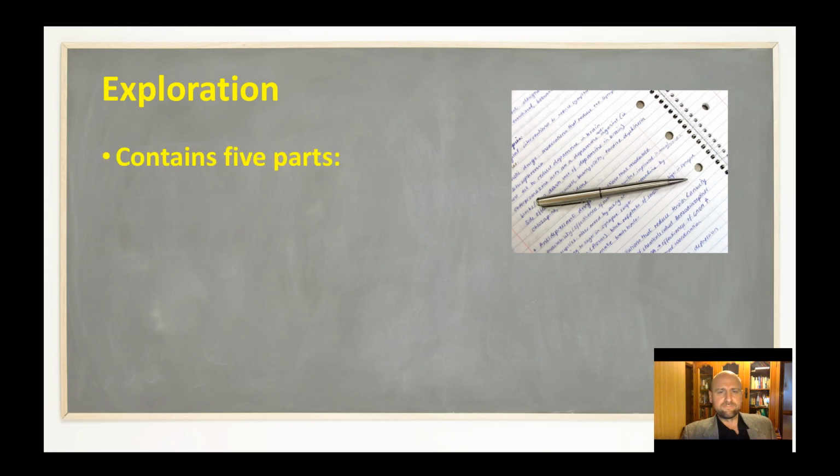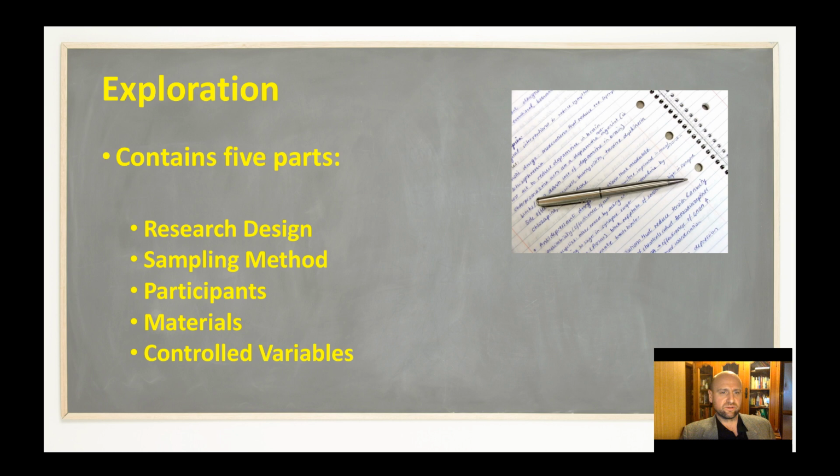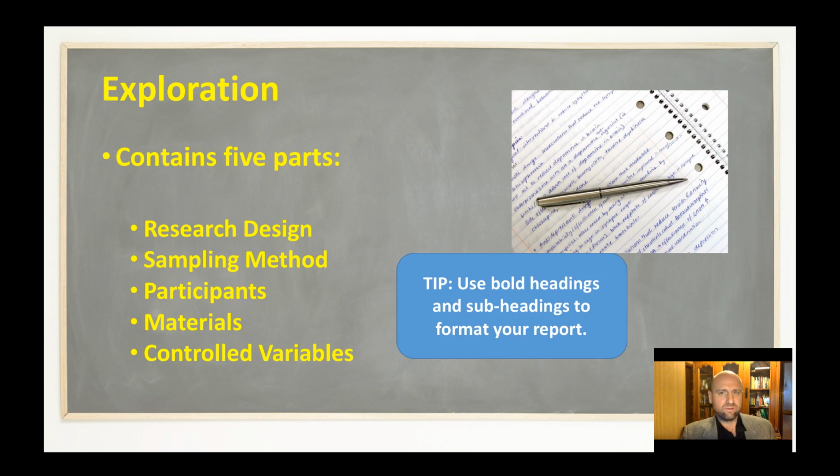Alright, so there are 5 parts that you need to write about in your exploration: your research design, your sampling method, your participants, your materials, and your controlled variables. It's very important that you have these 5 things covered. What I would suggest doing, and what I like to see, is bold headings and subheadings. So there's a bold heading at the top that says exploration in your report, and then you use these 5 subheadings that are also bolded or underlined, or somehow made to stand out, so you and your reader know that you've covered those 5 things.